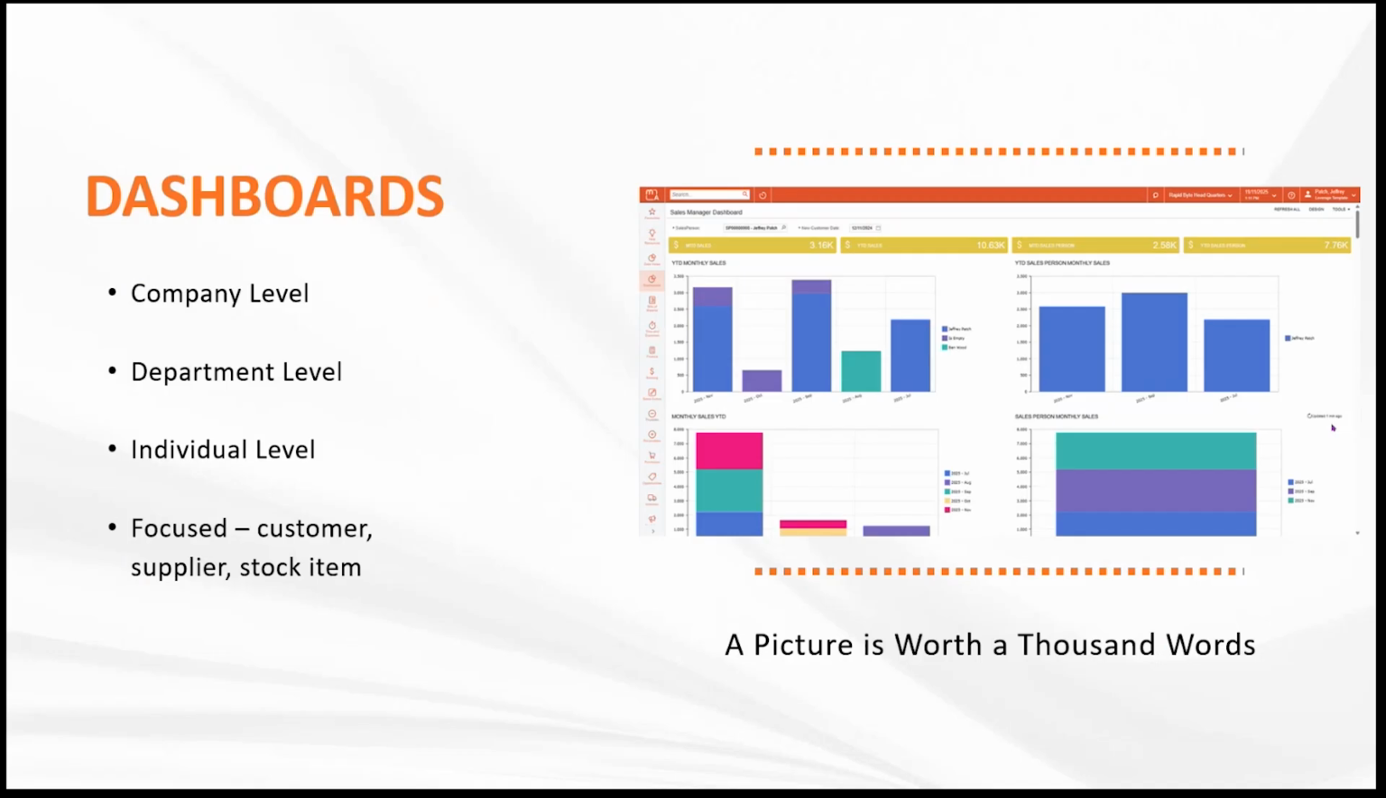So, a dashboard can be at multiple levels. It could be at company level metrics. It could be the production department. It could be individual KPIs and how the individual is going, or it could be focused on a particular bit of data, like a customer, a supplier, a stock item. And I'm going to show you examples, especially at the customer level here.